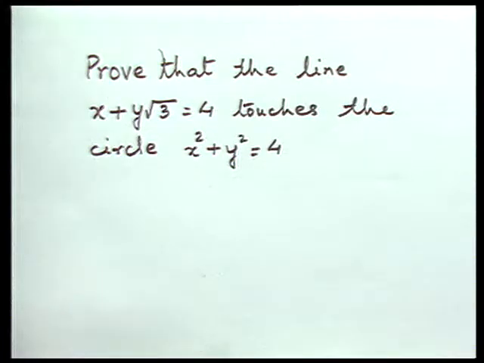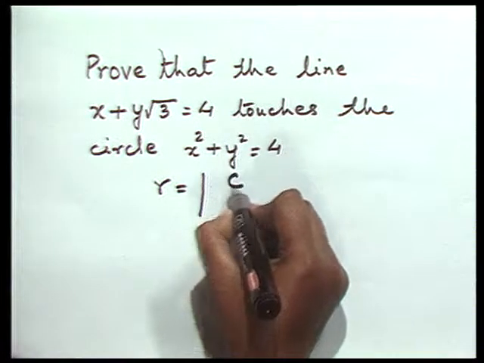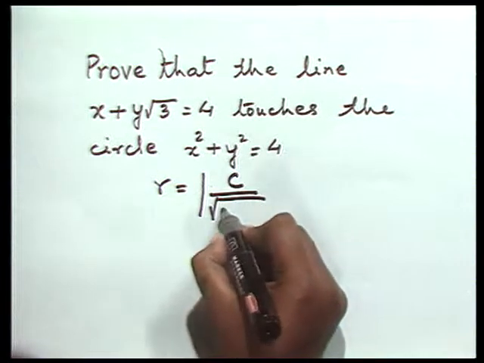Nidhi, here is a problem for you. Prove that the line x plus y under root 3 is equal to 4 touches the circle x square plus y square is equal to 4. Can you do it? Yeah, ma'am. Here we can use the condition r is equal to mod c upon under root 1 plus m square.